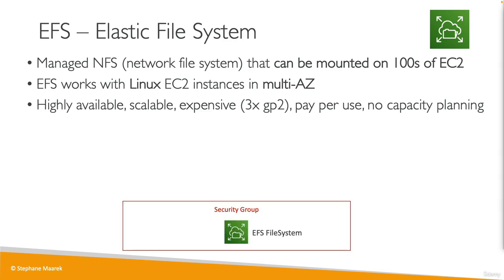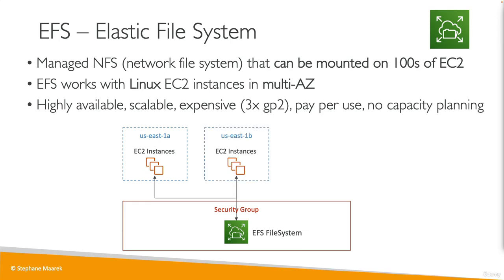So if you look at the diagram, this is very easy. We have an EFS file system with a security group, and then we have EC2 instances in various availability zones connected to it. So we have EC2 instances in US East 1A, EC2 instances in US East 1B, as well as EC2 instances in US East 1C, and they're all connected to the same EFS file system.